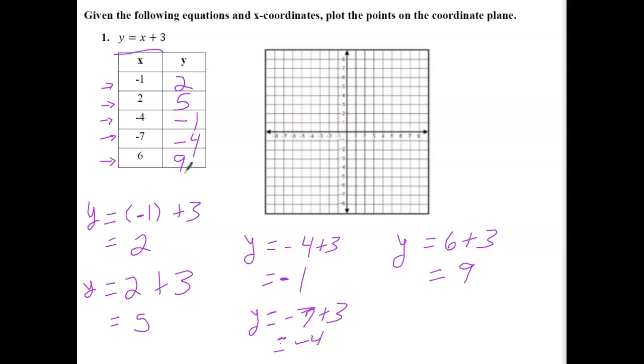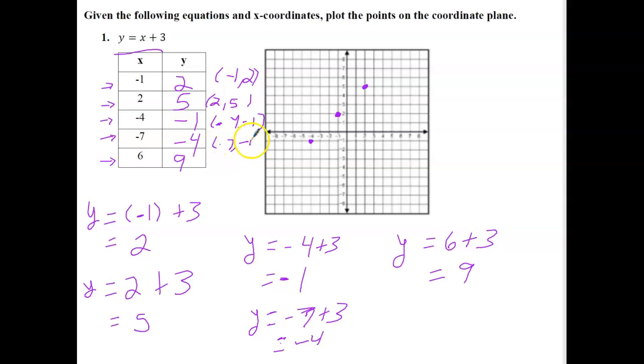So now we're going to plot all of these points. So this point here, for instance, is going to be -1, comma 2. So we're going to go to the left one because it's negative. We're going to go up 2, and we're going to put a dot. And then this next one is 2, comma 5. So we're going to go right 2, and we're going to go up 5, and we're going to put a dot. Next one is -4, comma -1. So left 4, down 1, put a dot.